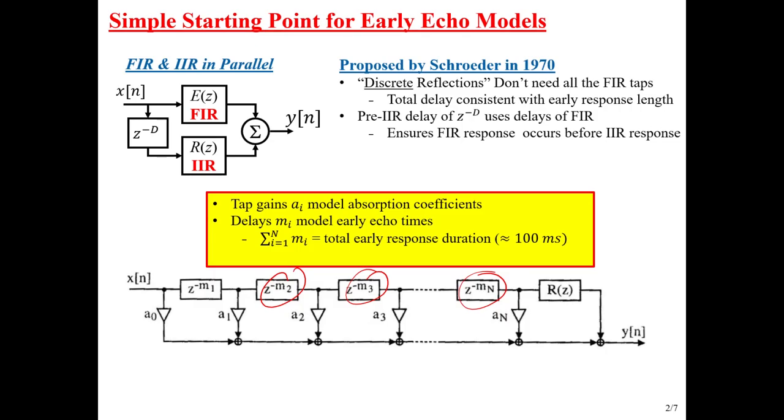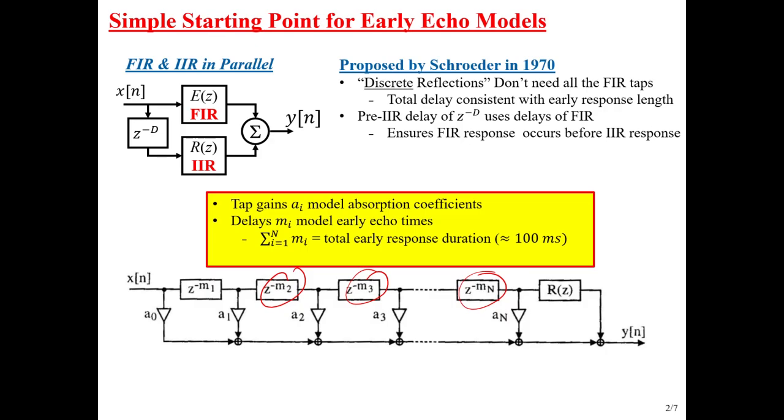And since those things are modeling the early echo times, we really don't necessarily want those to be multiples of each other. We certainly wouldn't want them to all be equal to each other, because that would lead to a very unnatural sounding thing where all the echoes are kind of coming in with the same spacing. So picking those again is somewhat of an art. You might want to make those things a bunch of relatively prime numbers or something like that.